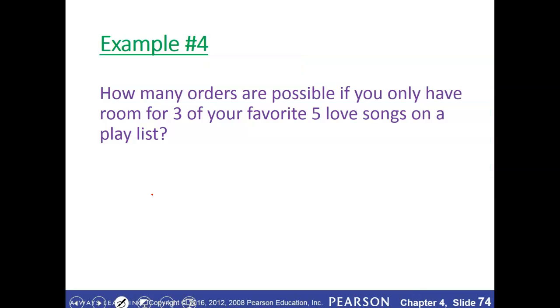All right, so let's take a look at example 4. We're going to be adding something new here, but let's start off with factorials. How many orders are possible if you only have room for 3 of your favorite 5 love songs on your playlist? I'm only going to send her 3 of my 5 favorite songs. I still have 5 songs to choose from for my first song, then 4 for my second, and 3 for my third. I can multiply those together. 5 times 4 is 20, and 20 times 3 is 60. So the answer to this question is 60, but let's talk about different ways of doing this problem.